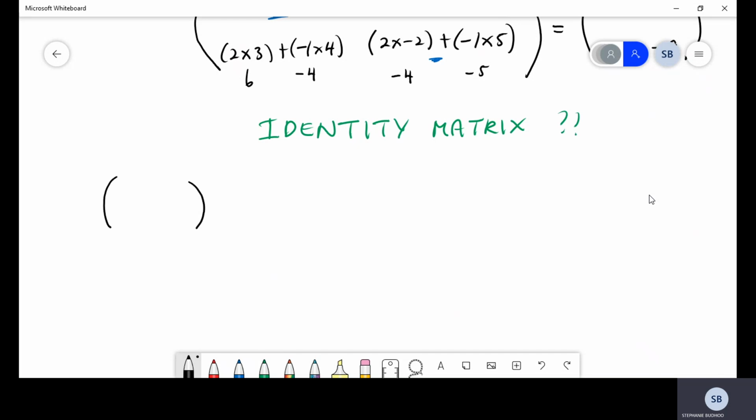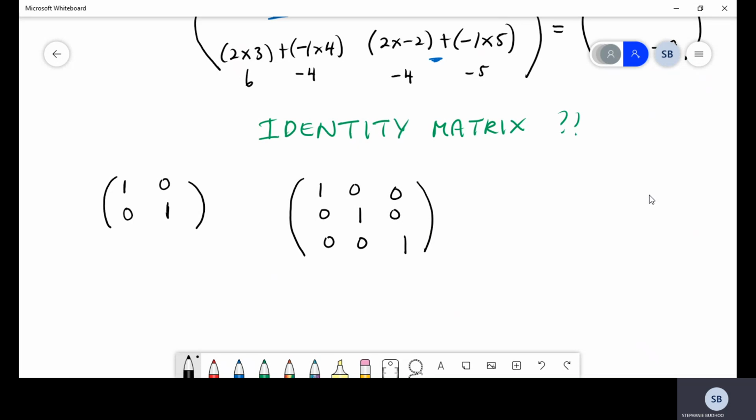It has all the numbers on its diagonal, starting from the left, going all the way down to the right, with the value of 1, only the value of 1, and every single thing else zeros. So for example, if I were to have a 3 by 3 matrix, then you would have all of its diagonals being 1 and everything else being 0. So this is what an identity matrix looks like.